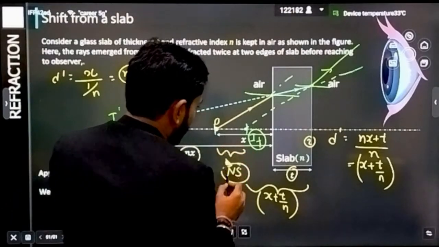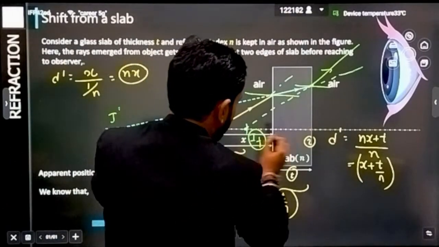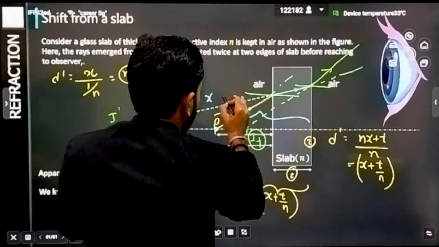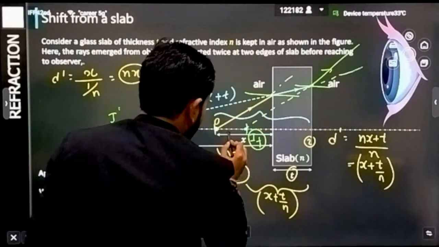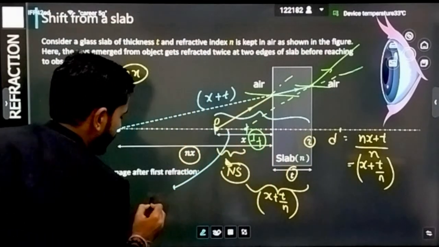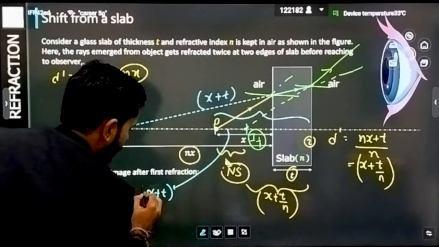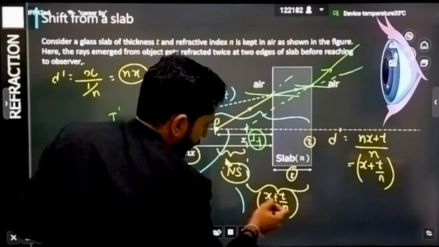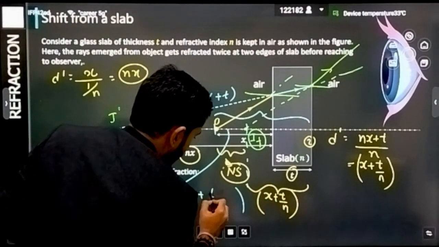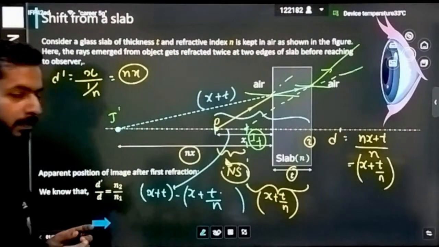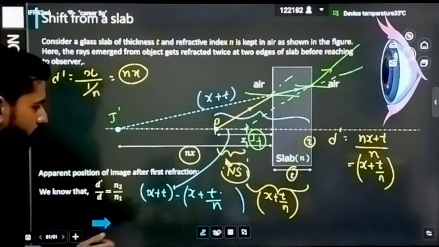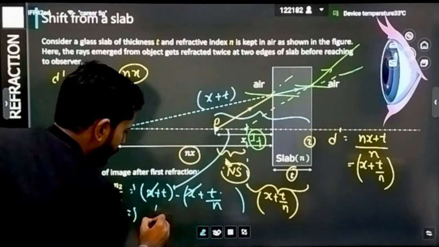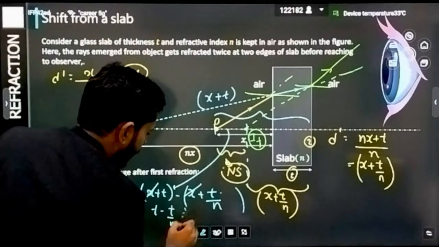Tell me, if I have to write the object distance, how much is the object distance from this point to this point? This is x and this is t. That means I will say x plus t. So if I have to write the normal shift, I will write this complete distance, x plus t, minus the distance of the image from here. This distance I have already told you: x plus t by n. Now see what result is coming. Can I say x will simply get cancelled out, and here it is t minus t by n, or you can take it common as well.